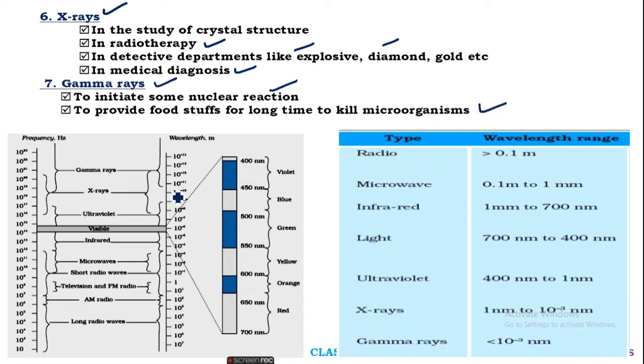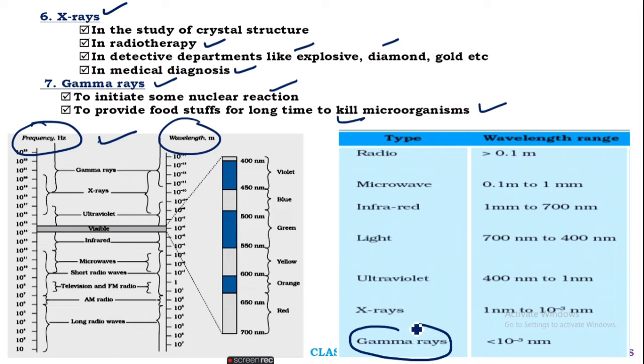Like that, we made a table here. In the following diagram, we mention the frequency and wavelength range, and in this table we gave the wavelength range according to their frequency and wavelength. In this table gamma has the lowest wavelength and radio has the highest wavelength. So this table gives an idea about the wavelength range of all those 7 electromagnetic wave spectrum.